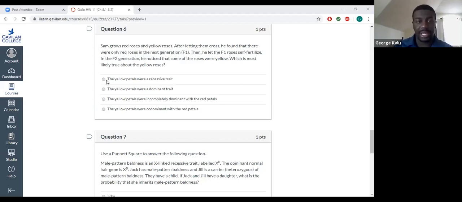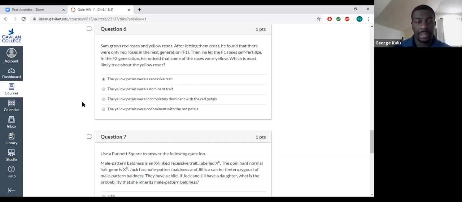Right, so everyone's saying A, and that is correct. The yellow petals are a recessive trait, and the reason we know is because it skips generations. We found it in that first initial parent generation. It was not present in the F1 generation, but it did show up in the F2 generation again. So it skipped generations, so we know this has to be a recessive trait.